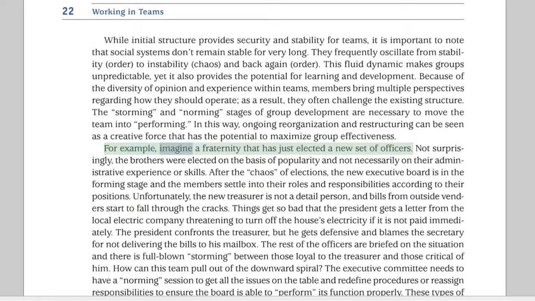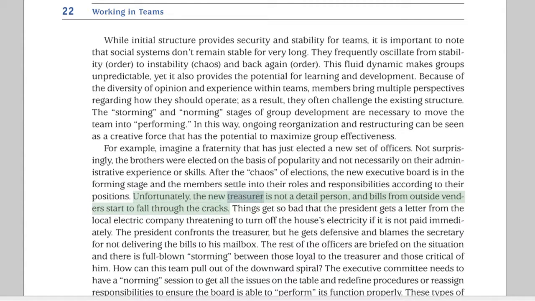For example, imagine a fraternity that has just elected a new set of officers. Not surprisingly, the brothers were elected on the basis of popularity, and not necessarily on their administrative experience or skills. After the chaos of elections, the new executive board is in the forming stage, and the members settle into their roles and responsibilities according to their positions.